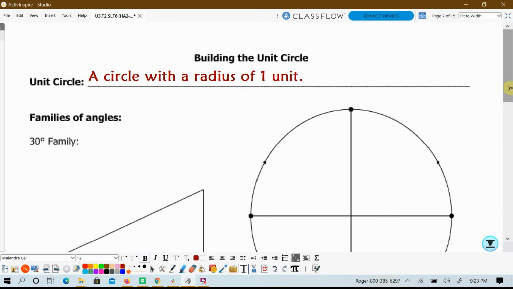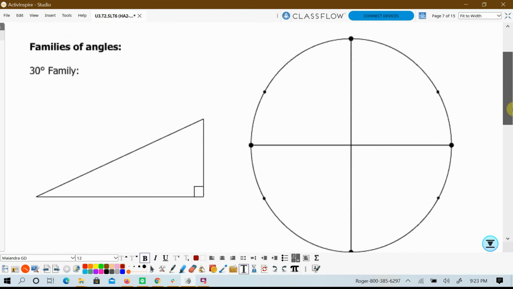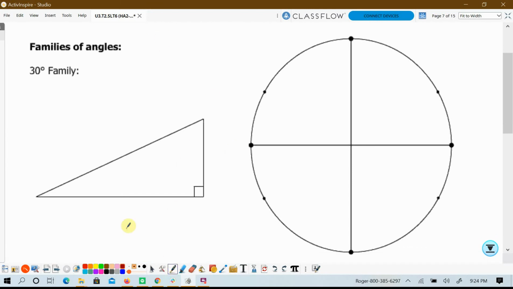so if we're going to start in quadrant 1, we have to then look at the family of angles, and there are three angles, let's just say it that way, that we're going to look at in degrees, and it's going to be starting with 30 degrees. So we're going to look at it from the angle of special right triangles.